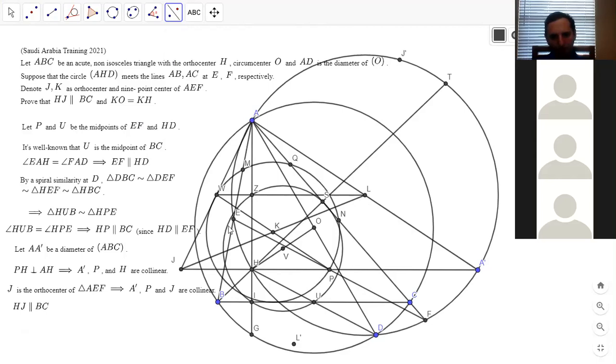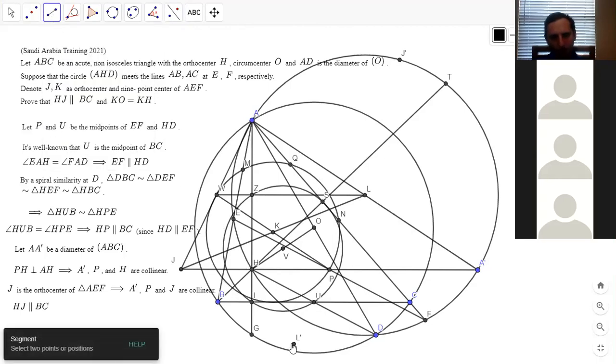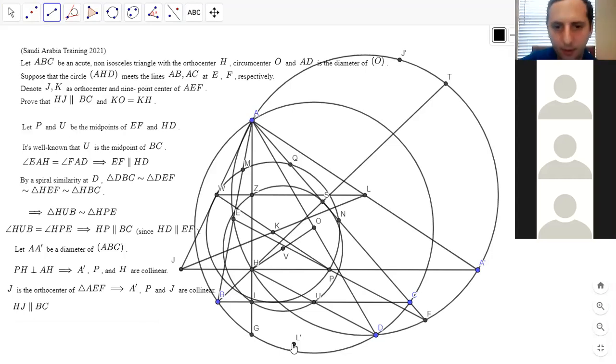If we can prove that L prime H equals L prime D, then I think a homothety solves it. But isn't that just obvious? Yeah, I think it's obvious. The homothety takes L prime to K, takes D to O, takes H to Z. A homothety centered at A with ratio 1/2.